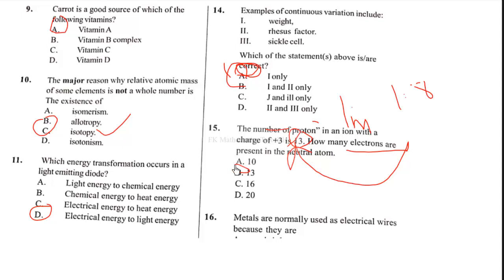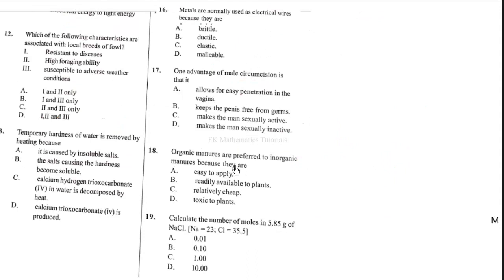Okay, let's go to the next. Which of the following characteristics are associated with local breeds of fowl? Local breeds of fowl are resistant to diseases. Yes. They have high foraging ability. No. Then they are susceptible to adverse weather conditions. Yes. So the answer is I and III. So that will be option B.